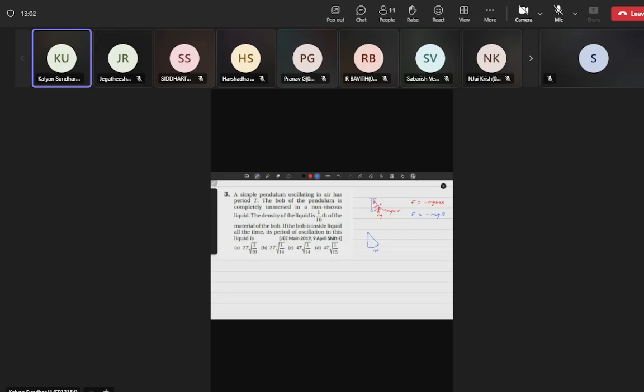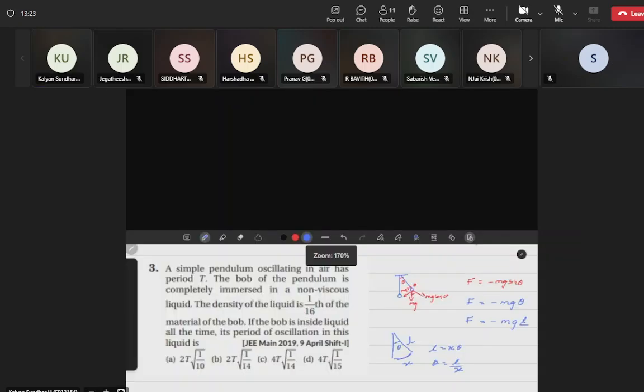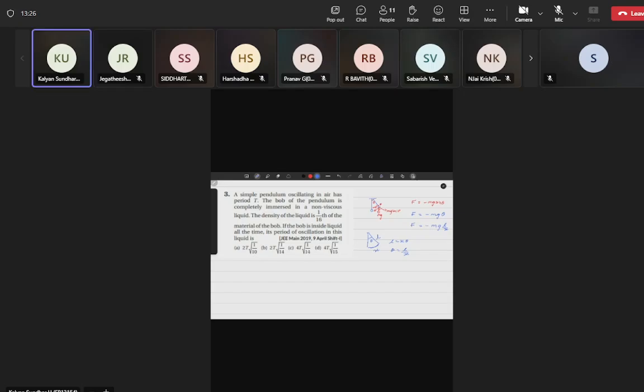This is your displacement x. Length of the pendulum is L, right? Then this is the theta. L is equal to x theta, can I write? And from here theta will be equal to L by x, correct? So F will be equal to minus mg, time period will be, wait. Theta is equal to Lx.